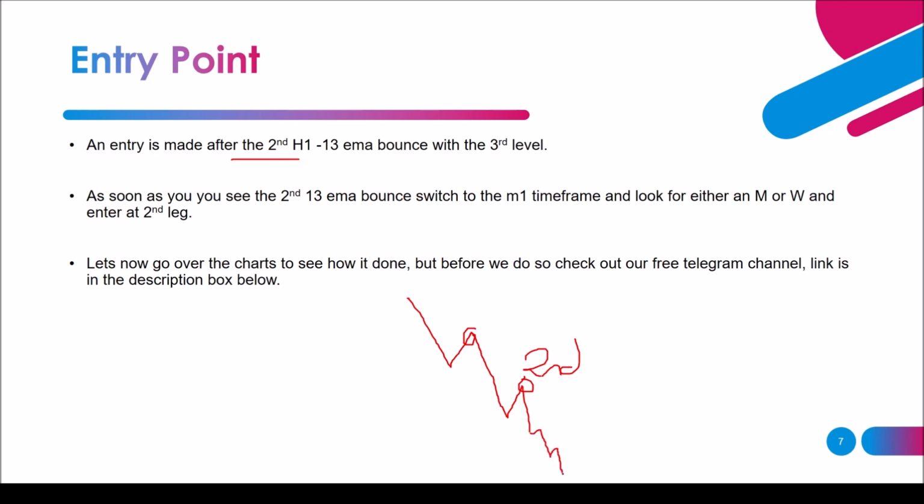Bounce, bounce, and then you now wait for an M or W for this particular context on the M1 time frame. So as soon as you see the second 13 EMA bounce, which is this one, switch to the M1 time frame and then look for either an M or W and enter its second leg. If we are on a rise, we'll be looking for an M, obviously, and on a drop, it's a W. So let's now go over the charts to see how it's done.